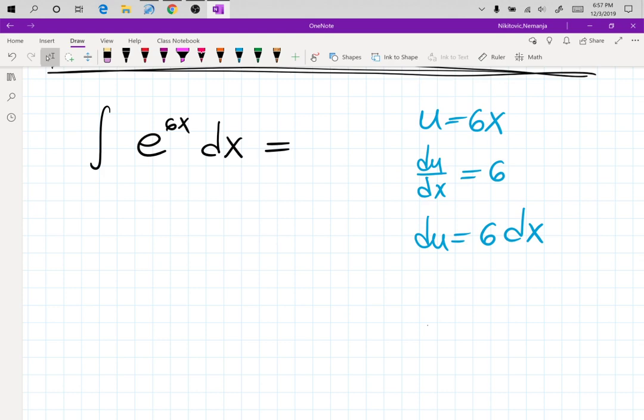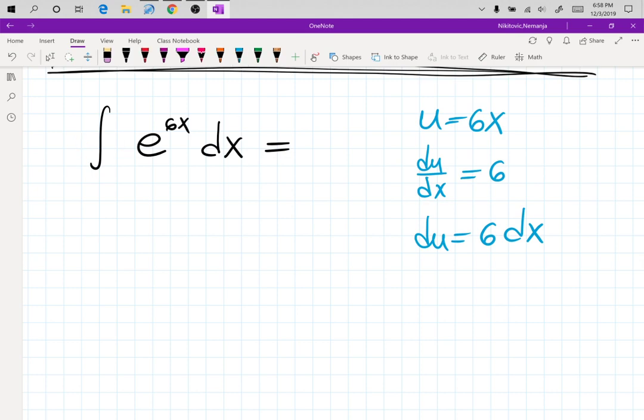So now I have everything that I need to plug in over there, except, do you see how I have a 6 dx here, and I don't have 6 dx there? I just have dx. So from this point on, you can do one of two things. You can either fix the issue with a missing coefficient by plugging in the 6 you need and balancing it with 1 over 6 on the outside. You are allowed to do that.